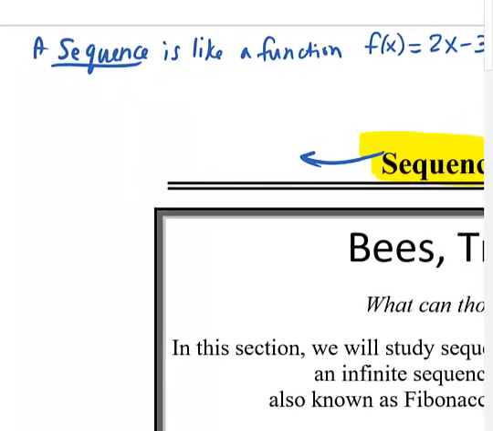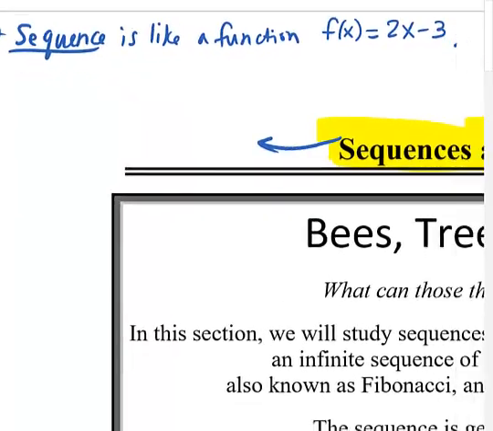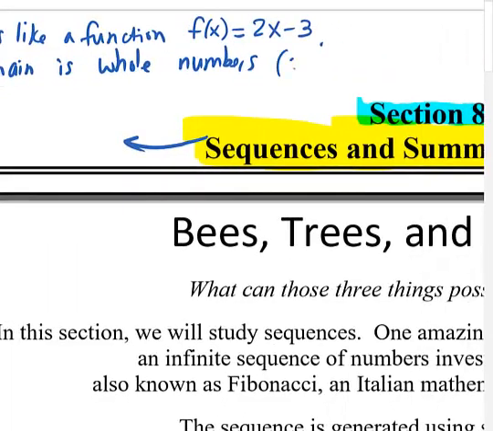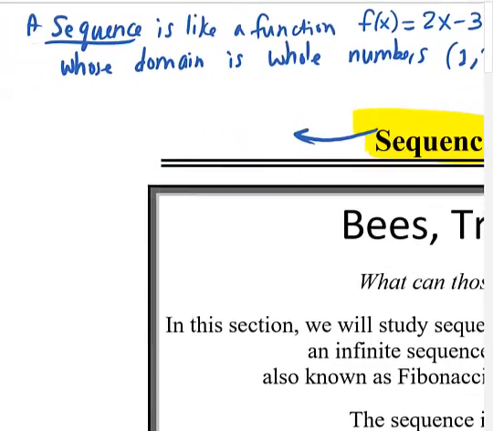But with a sequence, you can only put whole numbers in. It's like a function whose domain is whole numbers. So you'll only be inputting whole numbers, the counting numbers 1, 2, 3, 4, 5, on and on and on. Those are the only values you're going to put in.